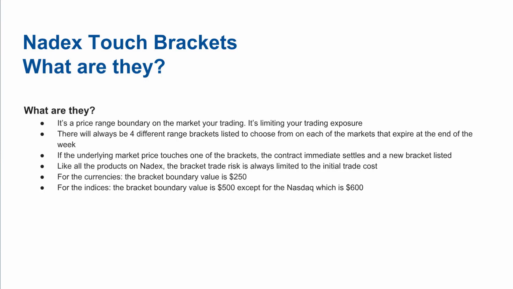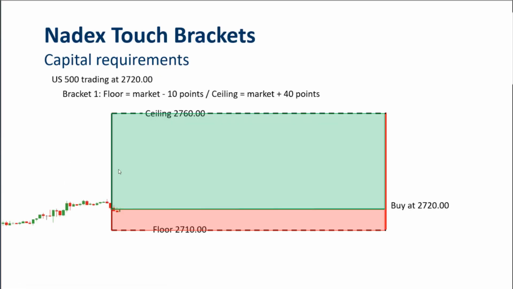For the currencies, the bracket boundary value is going to be $250 total. And for the indexes, it's going to be $500 for the Dow, the S&P, and the Russell. The NASDAQ is going to have a total value of $600, making it the largest touch bracket. So capital requirements, guys, if you buy a contract for $100, your upside is going to be $400.